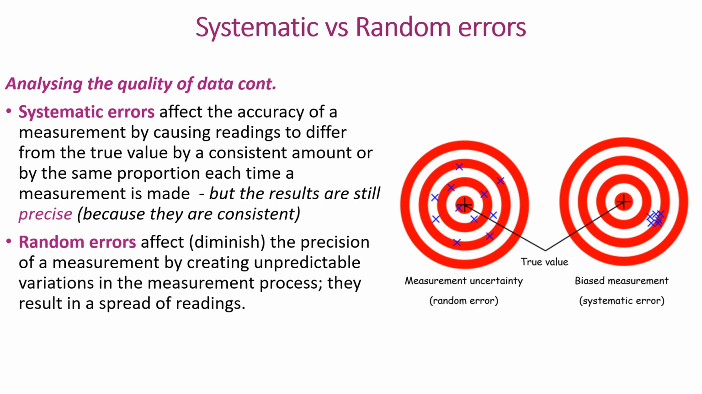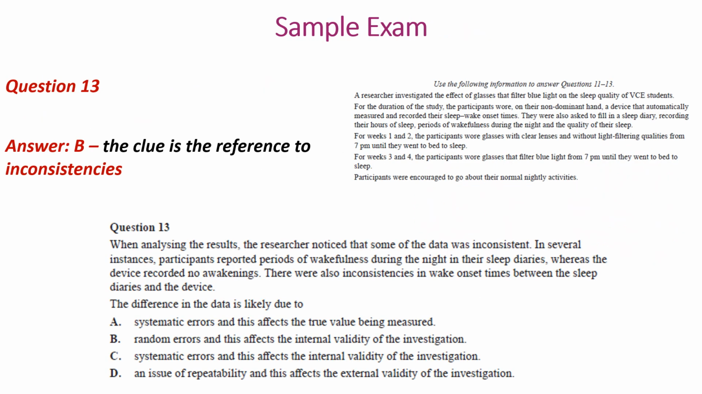So systematic errors, they are precise, random errors are not, and this kind of visual provides a good indication of that. Now, if we have a look at this question from the sample exam, at the start of the question, it actually refers to inconsistency, that some of the data was inconsistent. So therefore, when we're looking at the options here, that eliminates both A and C because it would be consistent in terms of the error.